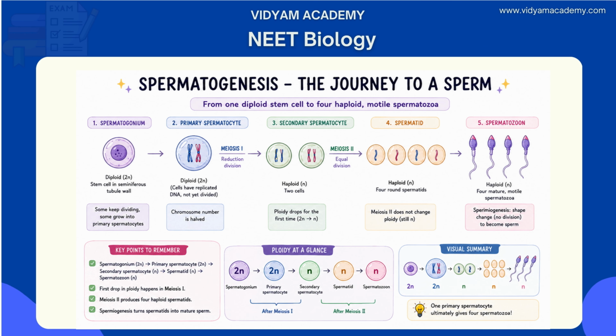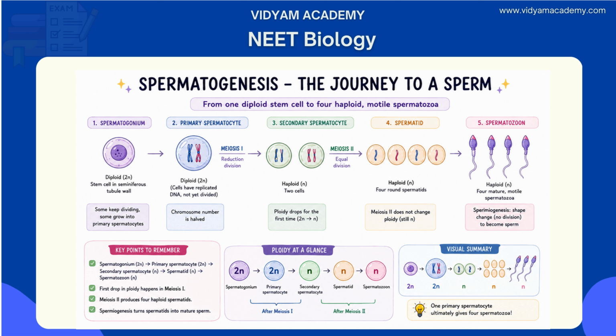Spermatogonia are normally diploid 2n body cells lining the seminiferous tubule. Some spermatogonia enlarge and differentiate into primary spermatocytes, still diploid 2n because they have not yet divided by meiosis. Each primary spermatocyte then undergoes meiosis 1, which halves the chromosome number, producing 2 secondary spermatocytes, each haploid n. This is where ploidy drops for the first time.